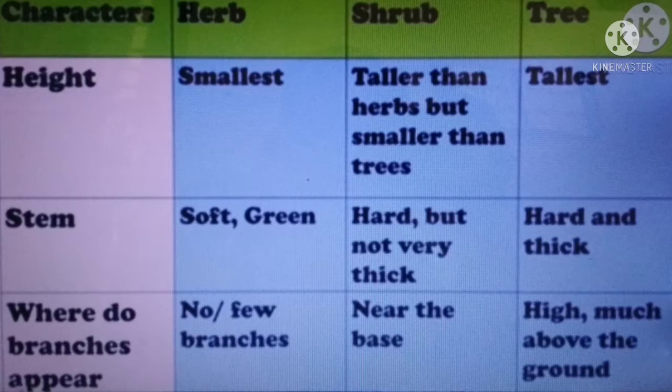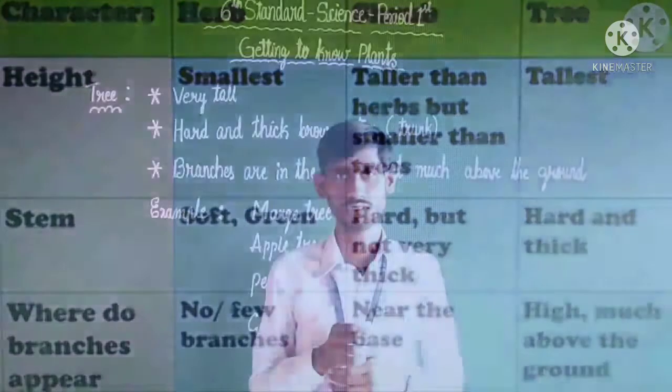Dear children, in the herb, there are very few branches. In shrubs, there are branches, but they are near to the ground, near to the soil. And in the tree, a large number of branches are available, and also they are much above the ground. This is the major important characteristic of trees.